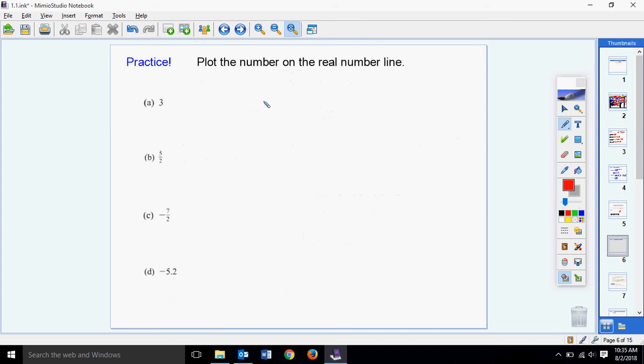I want you to practice. So draw me a number line and plot these numbers. You could do separate number lines. And plot for me these 4 numbers.